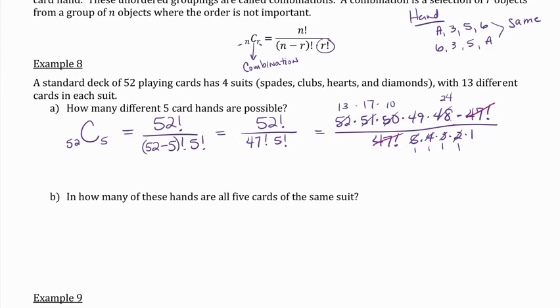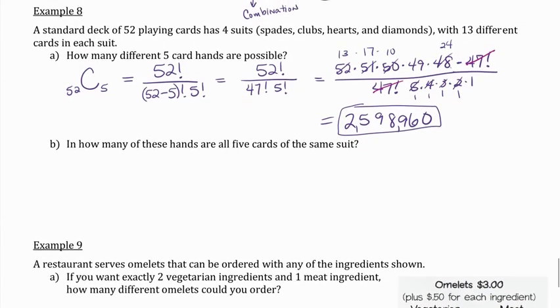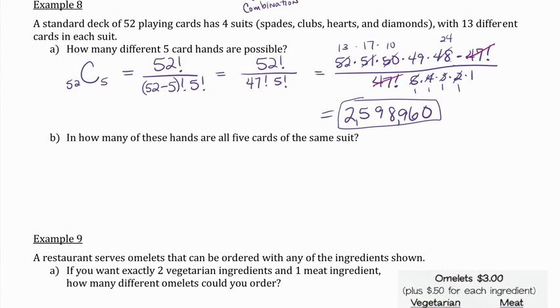So then if I multiply 13 times 17 times 10 times 49 times 24, I get 2,598,960. So there are 2,598,960 different 5-card hands you can deal from a standard deck of cards, right? This is the beginning of learning how to count cards, right, guys? Good luck. It's a hard thing to do, but that's how many different hands you could get.